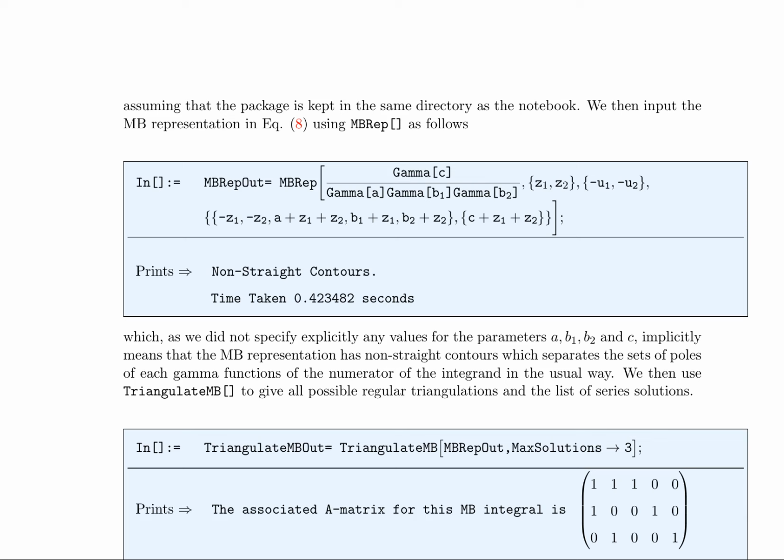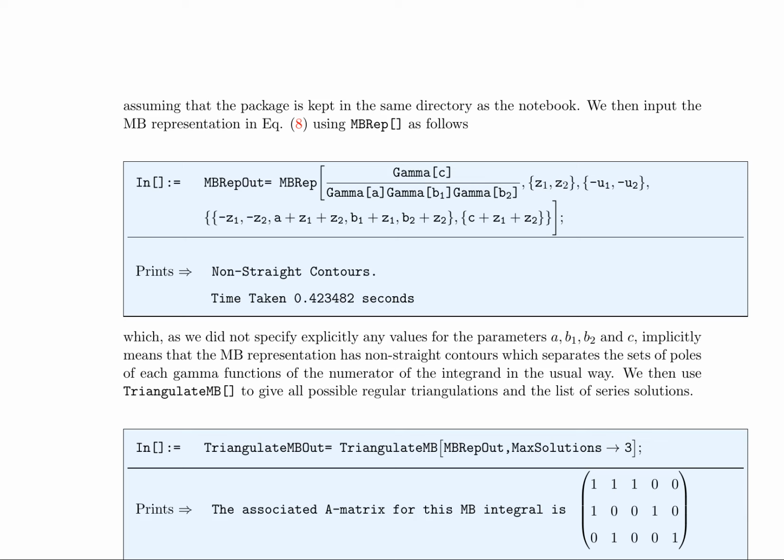The computational framework is applied to analyze a specific multiloop Feynman integral by utilizing the MB rep and triangulate MB functions. The input for MB rep includes the numerator and denominator gamma functions, along with the indices and exponents of the propagators, which are essential for defining the multiloop integral.